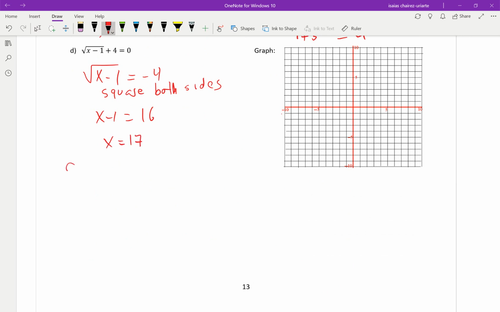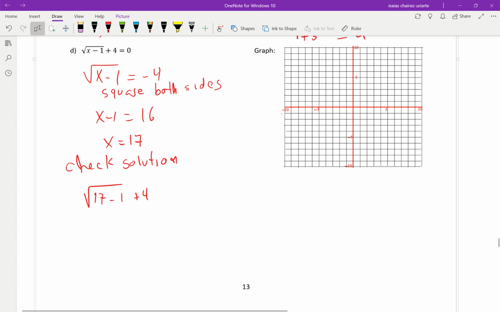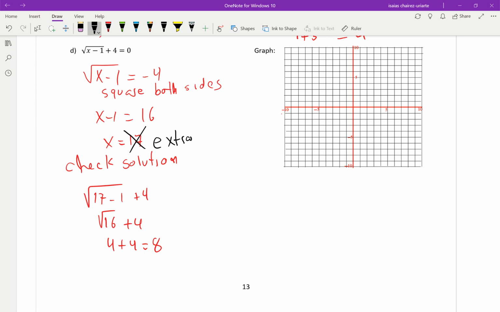Let me check my answer. So I have the square root of 17 minus 1 plus 4. Let's see if that gives us 0. That's supposed to give us 0 according to the original equation. So that's the square root of 16 plus 4. Well, that's 4 plus 4. Well, that's 8. And so therefore, this solution that we found is extraneous. So this has no solution.